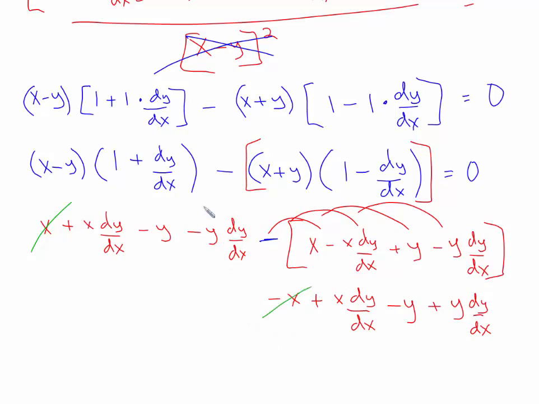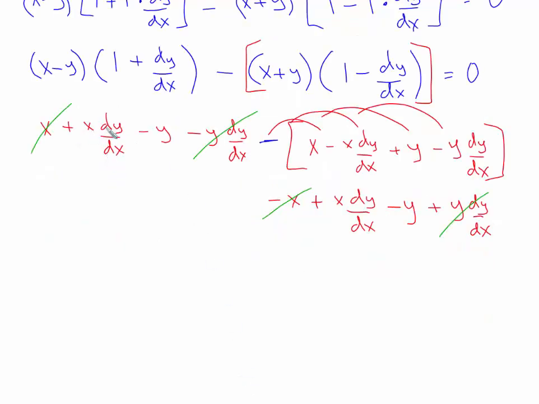What else? Oh, this right here. Negative y dy dx, positive y dy dx. That's gone. All right. So all that we're left with is x dy dx, x dy dx. Those are like terms, so you have to combine like terms. Okay, so this is a great problem with a lot of Algebra 2 skills in it.